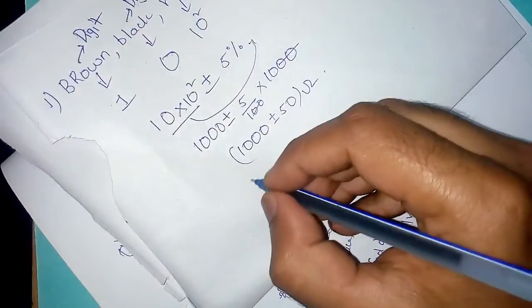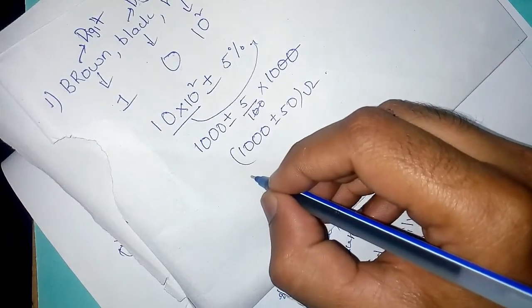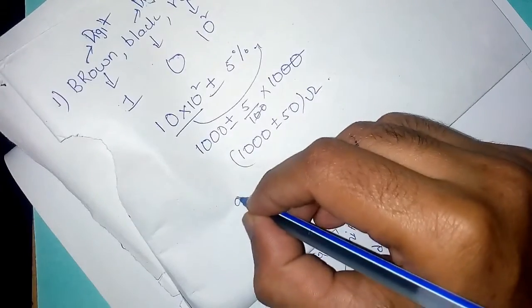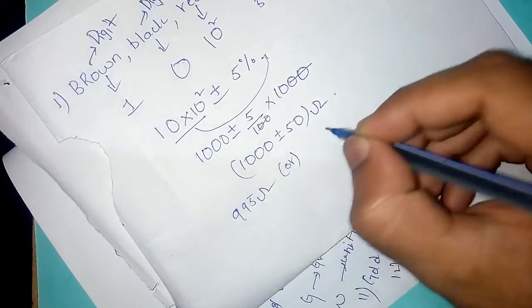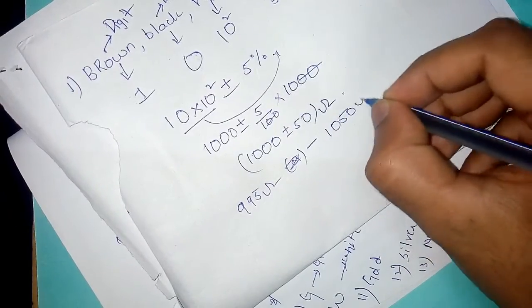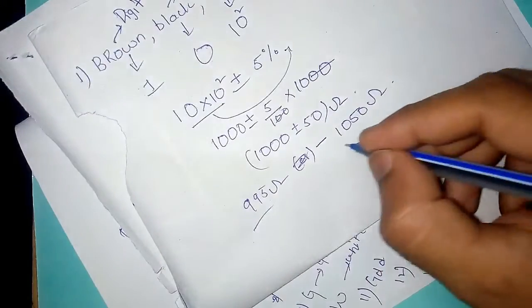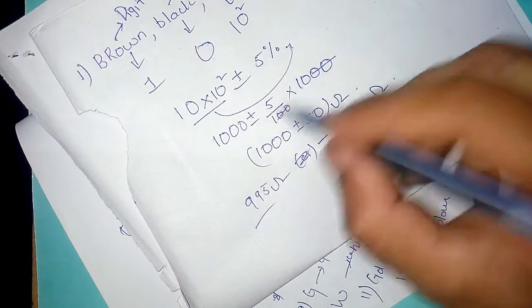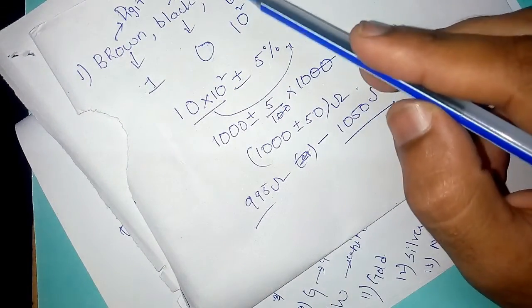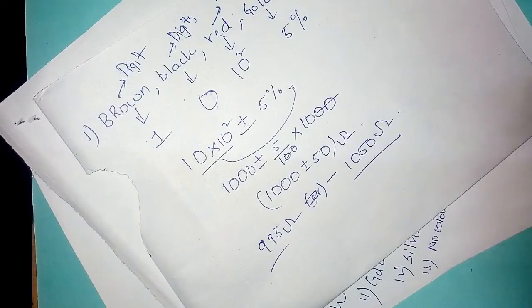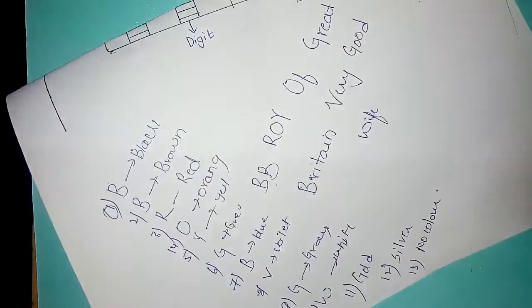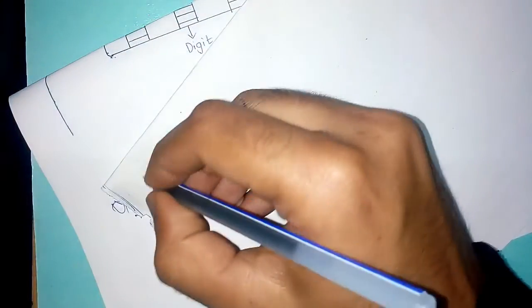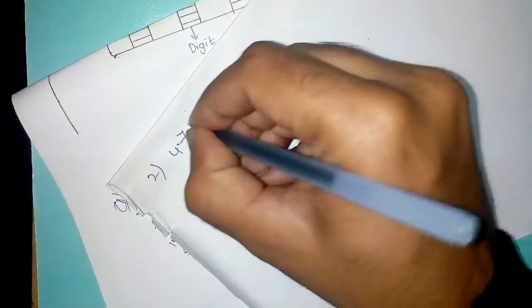So the resistor's minimum and maximum value will be 950 ohm, this is the minimum value, to 1050 ohm. This is the minimum and maximum value. In this way we generate a relation between digits, multiplier and tolerance. We will consider one more example, that is 4.7k ohm.